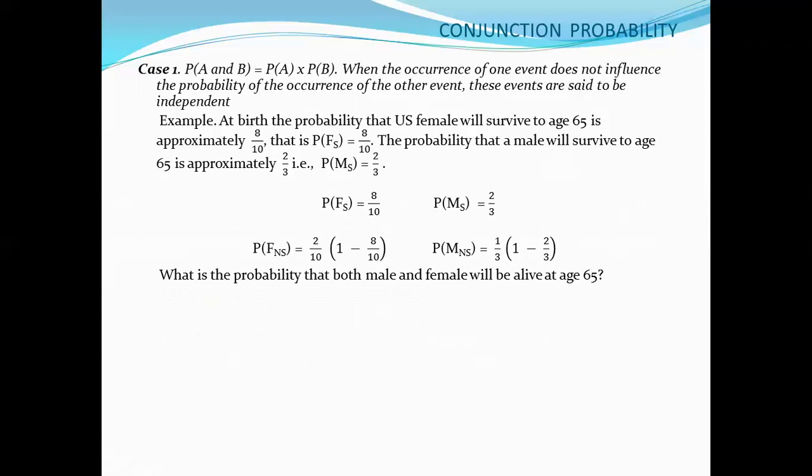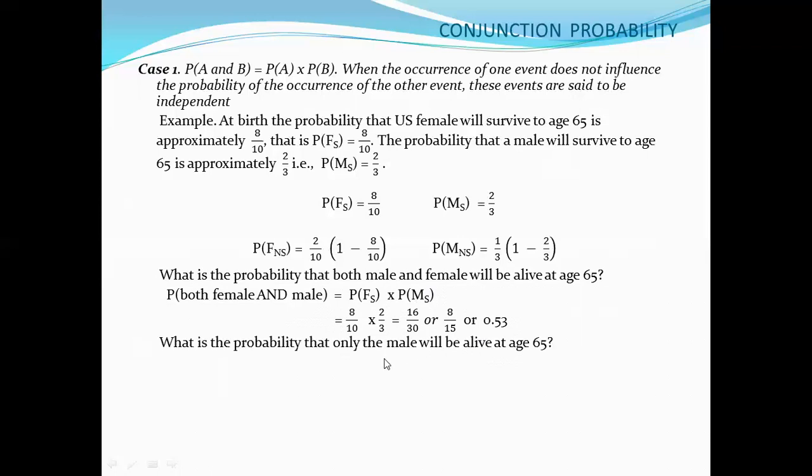Okay, so let's have the first problem. So ang problem natin would be, what is the probability that both male and female will be alive at age 65? So this is the same as getting the probability that both female and male will survive. Take note of the conjunction na and. Given this, all you have to do is multiply the probability that a female will survive and a male will survive. So that's going to be 8 over 10 times 2/3. So we have this as our final answer: 16 over 30 or 8 over 15 or 0.53.